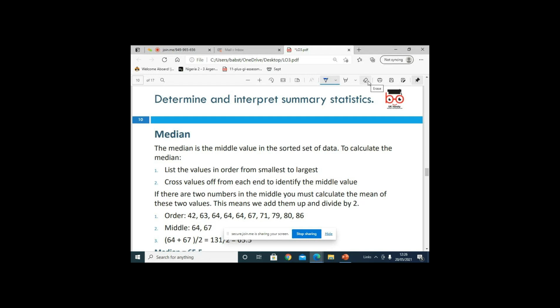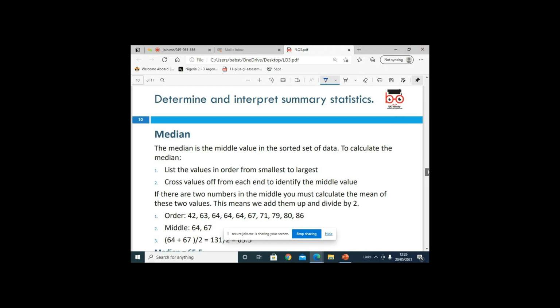So in this case, you add the 2 values together and divide by 2. Yes, by 2. So you list the values in order from the smallest to the largest. You cross off values from each end, then you identify the middle value.